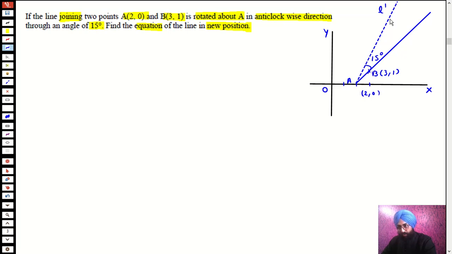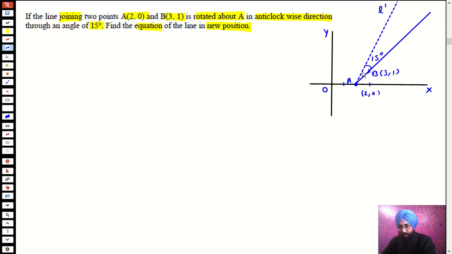Now to find the equation of L dash, what we need, this is a line. The equation of a line can be found if we know the slope of the line and one point it passes through. The passing through point is the same. It is still passing through (2, 0). But the slope must have changed because it has rotated by some angle. Its inclination has changed. So how to find that?